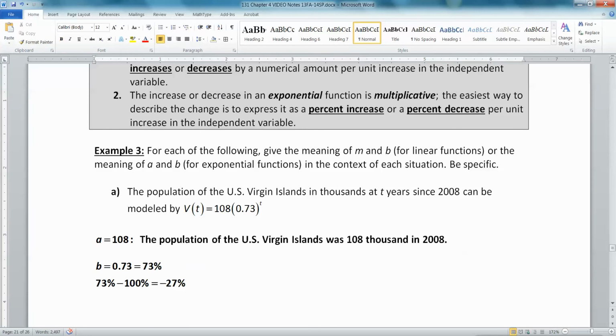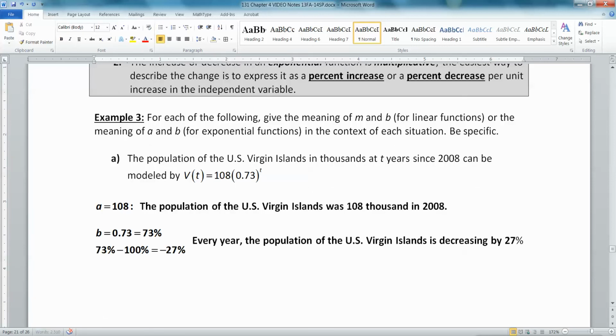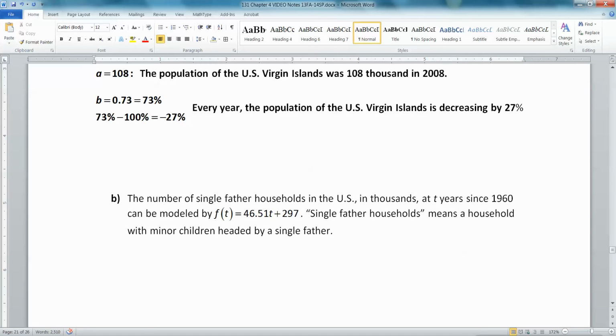There we go. So what does that mean? Every year, because time, again, is our independent variable, the population of the U.S. Virgin Islands is decreasing by 27%. Decreasing by 27%. There we go. All right, so we've got A and B explained, an exponential model. So I bet a linear one's next. Yep, sure enough it is.